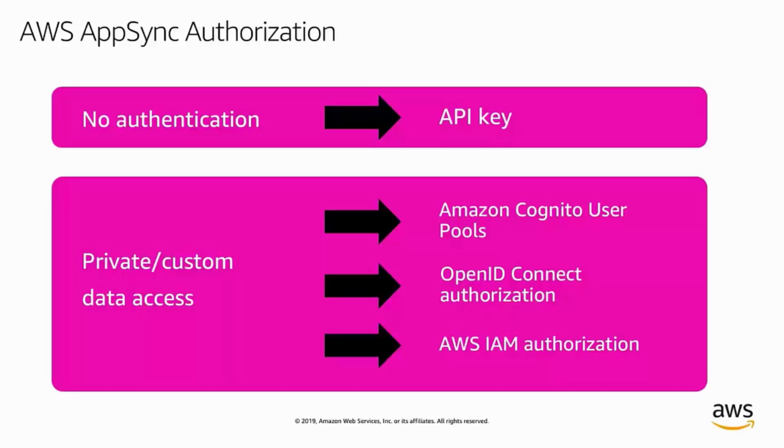We also have 3 different ways to have private or custom access to an AppSync API. The first is the Amazon Cognito User Pools authorization. This is a first-class method of authorization using AWS services, which are Amazon Cognito User Pools. There's also OpenID Connect authorization. This allows you to bring your own authorization provider. So if you're already using something like Auth0 or you have an implementation of your own at your company, you can bring your own authorization provider and use that for access to your AppSync API. And then also we have AWS IAM authorization.